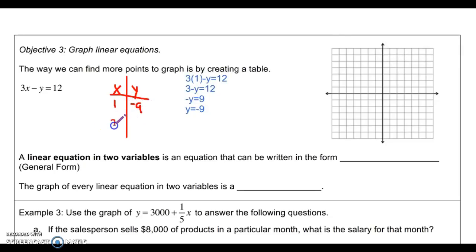When x is 2, I have 3 times 2 minus y is 12. So 6 minus y is 12. So y is negative 6.